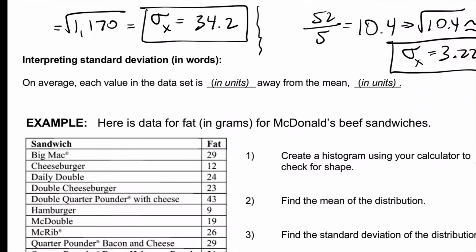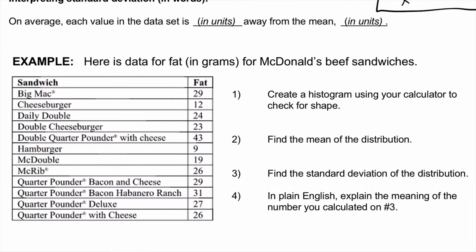So, on average, each value in the data set is blank units away from the mean, which is that. It's a measure of spread. It tells me what's going on on the inside.